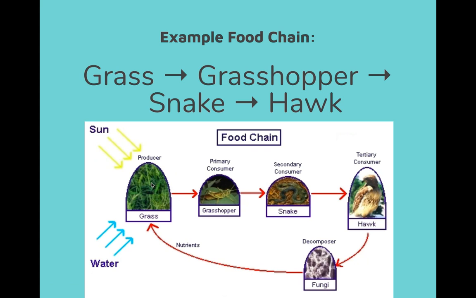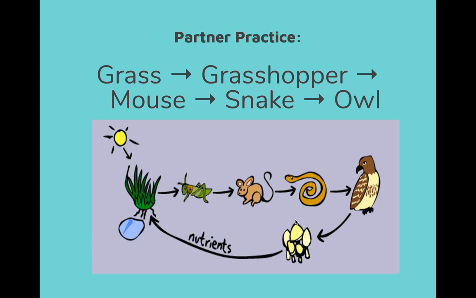So here we see that the grass gives energy, again, that arrow gives energy to the grasshopper. The grasshopper gives energy to the snake. Again, this arrow does not mean that the grasshopper is eating the snake. It's giving its energy to the snake. The snake gives its energy to the hawk. Okay, let's go on. All right, so let's do a very quick practice. Who does the snake give its energy to?